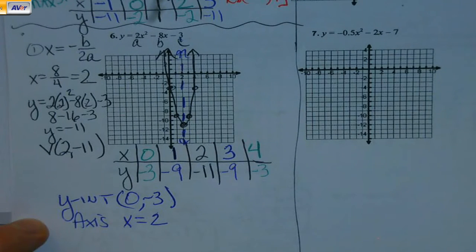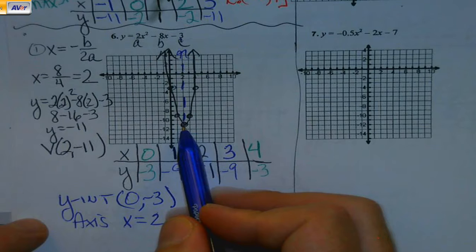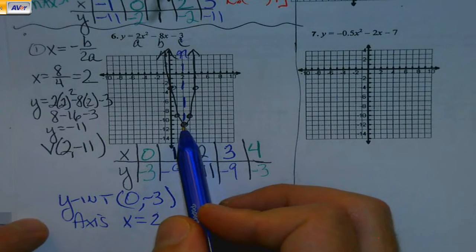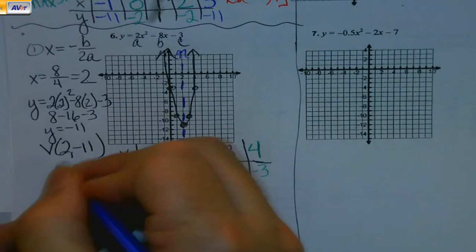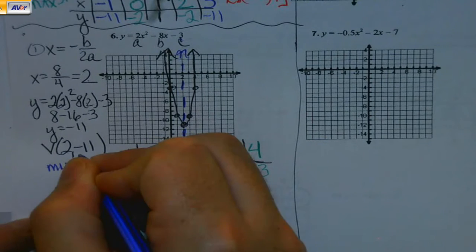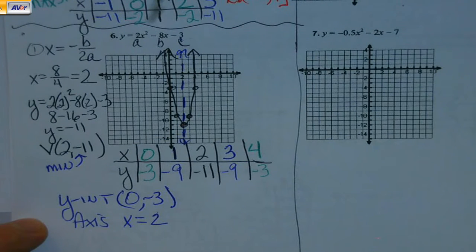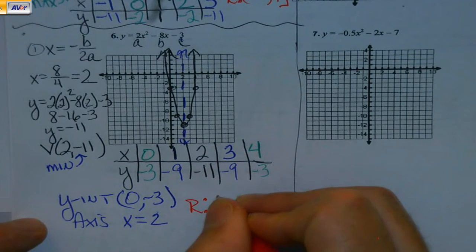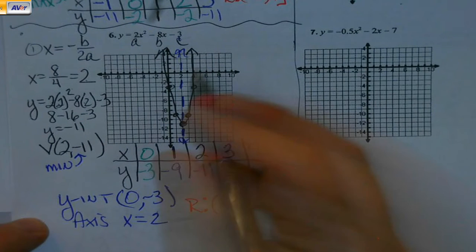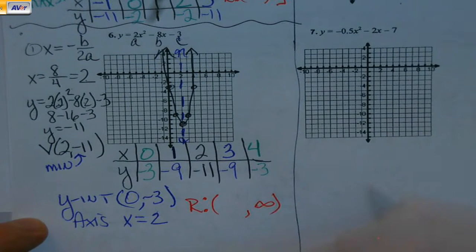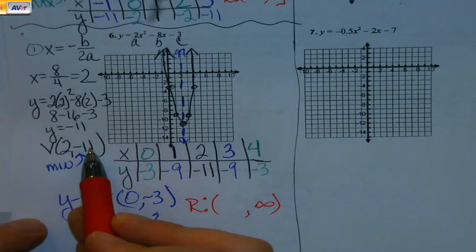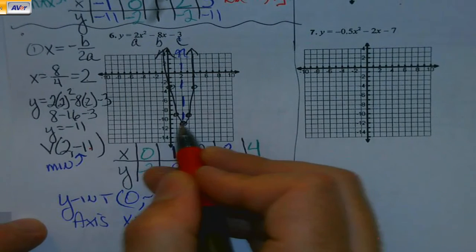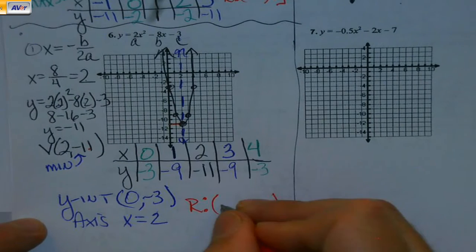The min or the max. This time my vertex is at the bottom. We're at the bottom, we're at our lowest point, we're at our minimum. It's just the same thing in there. And then finally my range. This one goes up, up, up forever. So that'd be positive infinity. And just like every other time, y value here, direct connection to where my min or max is going to be.